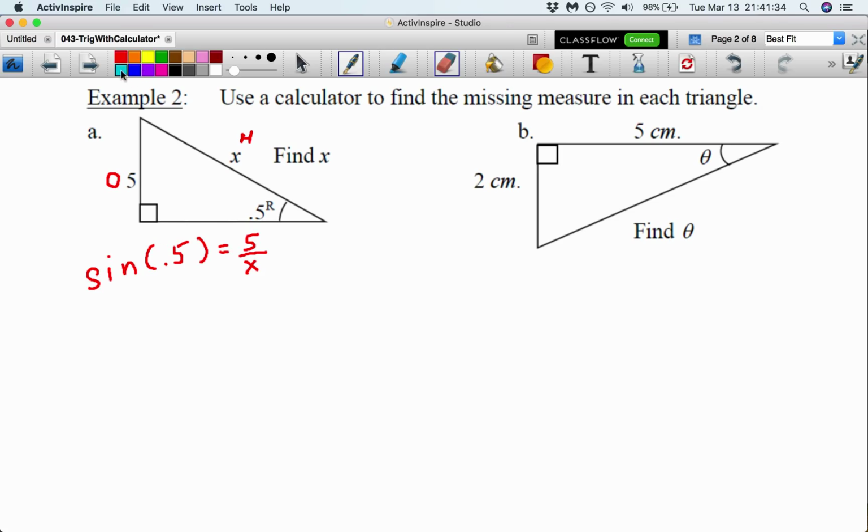Now, how do we solve this? I hope you didn't type in sine of 0.5. That's not right. What you want to do is multiply both sides by x. We want to keep sine of 0.5 as long as possible so we avoid any rounding errors. So we're going to manipulate it like this. X on the outside is x times sine. And now we're going to divide both sides to isolate x.